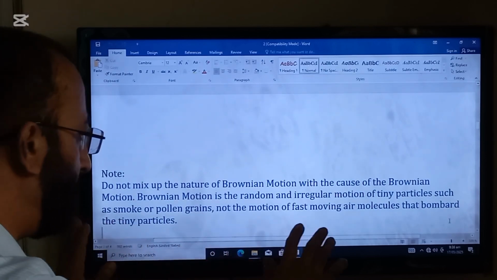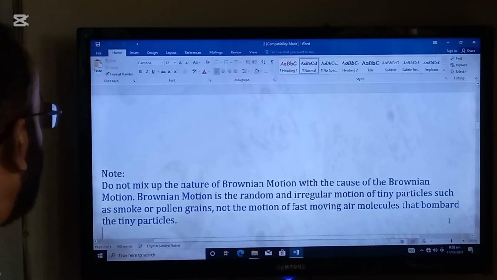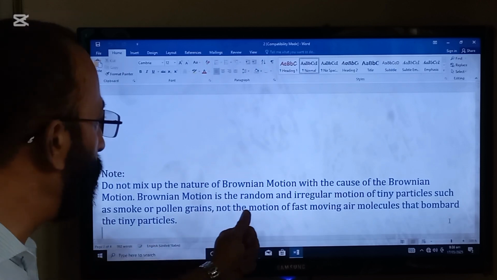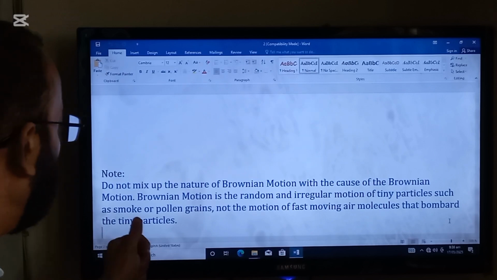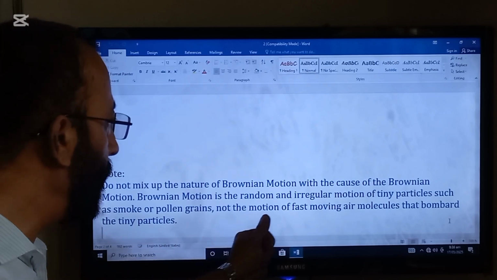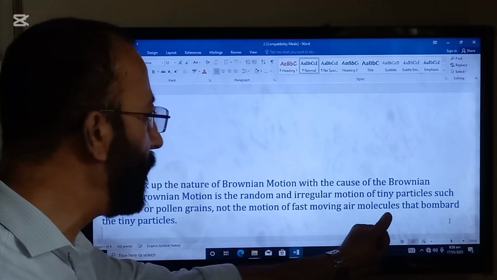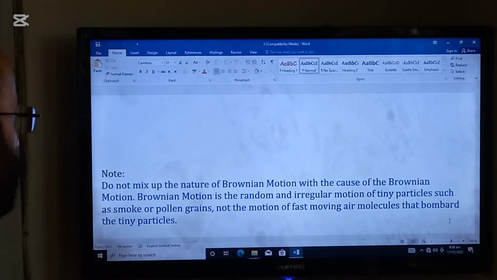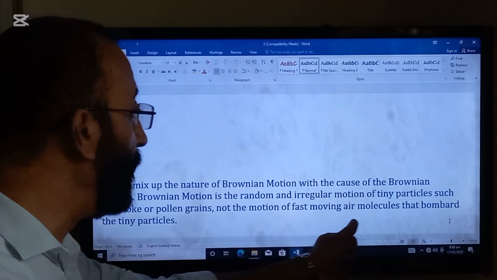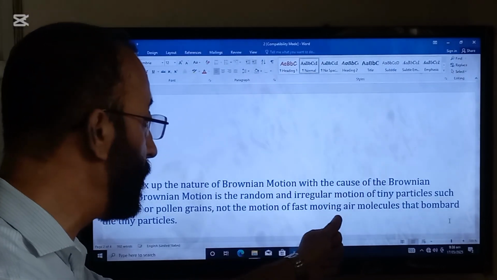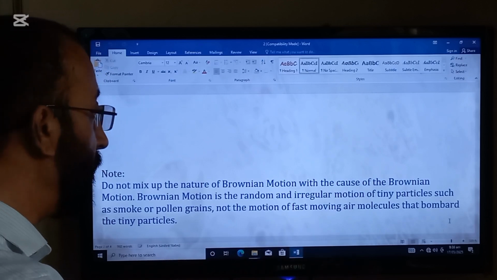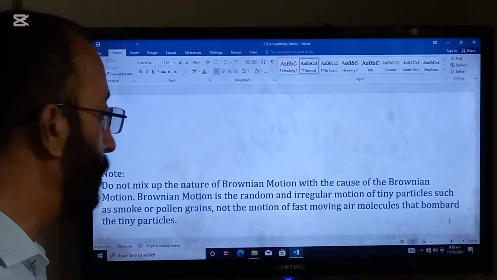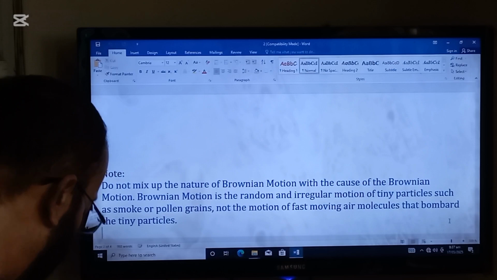Note, this is a very important tip. Do not mix the nature of the Brownian motion with the cause of the Brownian motion. Brownian motion is the random and irregular motion of tiny particles such as smoke or pollen grains, not the motion of the fast moving air molecules. So this is a very important point. The Brownian motion is actually the motion of the smoke particles, not of the air molecules that bombarded the tiny particles.